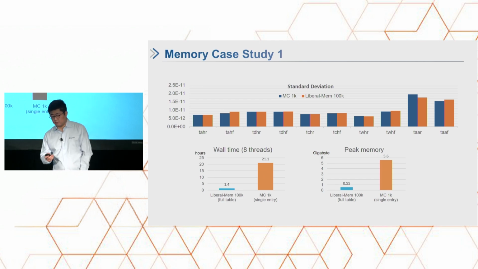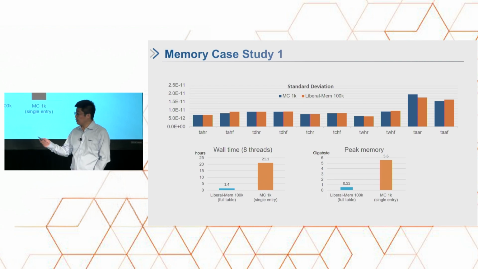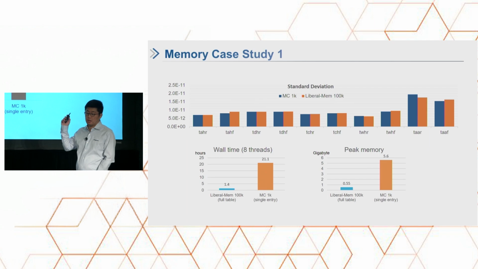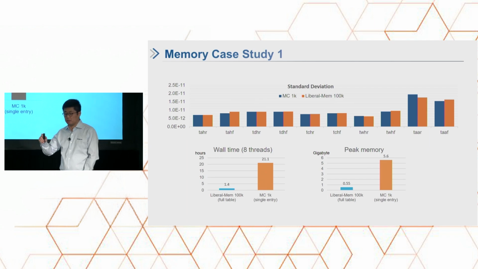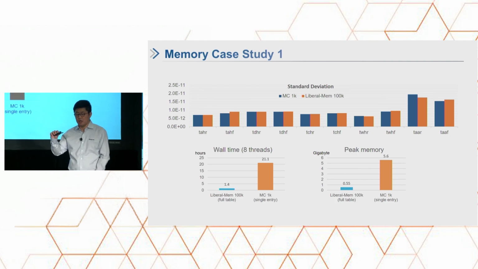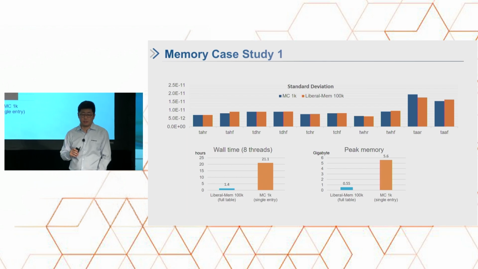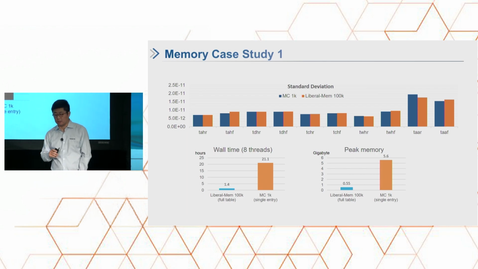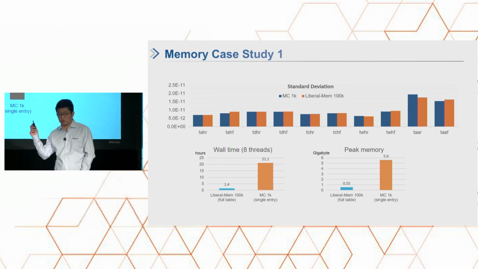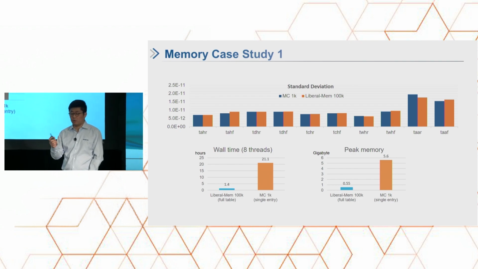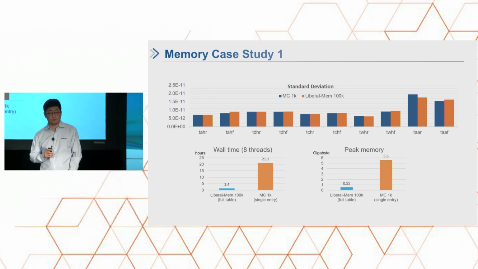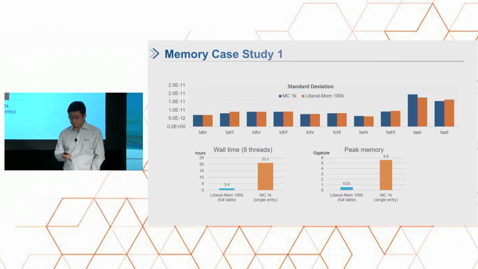The first is for memory, and the graph on the top is the accuracy comparison with Monte Carlo, 1,000 samples Monte Carlo, and we use our method for 100,000 samples. You can see the accuracy matches pretty well, basically within 1% of Monte Carlo. And also, as I said, Monte Carlo with 1,000 samples might not be accurate enough. Right?